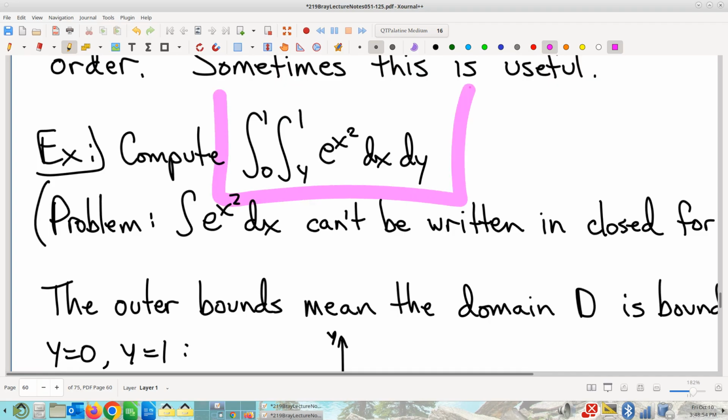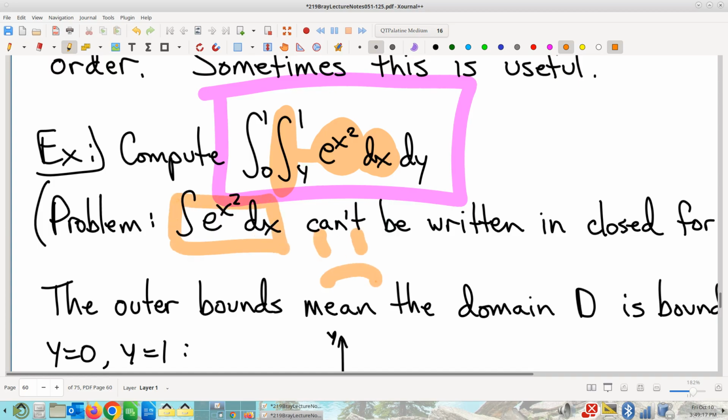Suppose you want to compute this thing, seemingly very conveniently already as an iterated integral. We just need to apply the fundamental theorem of calculus twice. Should be straightforward. The problem is the very first thing we need to do is compute the antiderivative of e to the x squared dx, and that antiderivative, we can't do it. I don't know if y'all remember this from Calc 2, but there is no closed form antiderivative. You can't write that antiderivative in terms of regular functions. So we're stuck.